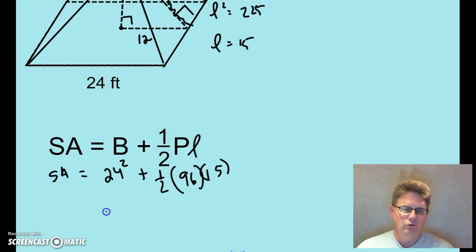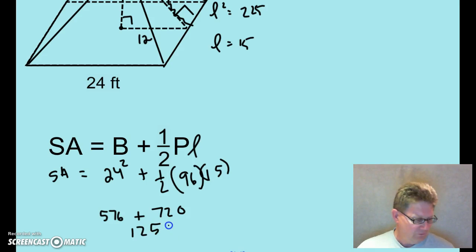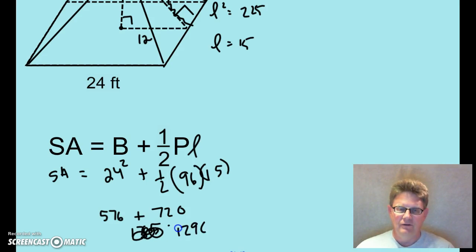So 24 squared, 576, plus 720. The total is 1296 feet squared. So sometimes you have to figure out what the slant height is with some math.